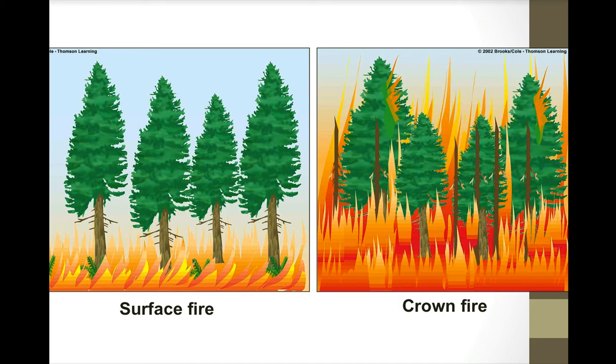Crown fires are fires that spread and burn hot. They can actually consume an entire forest. Surface fires, those four large trees are going to be able to survive a surface fire no problem because they have nice thick bark and the fire isn't hot enough to ignite the entire tree.